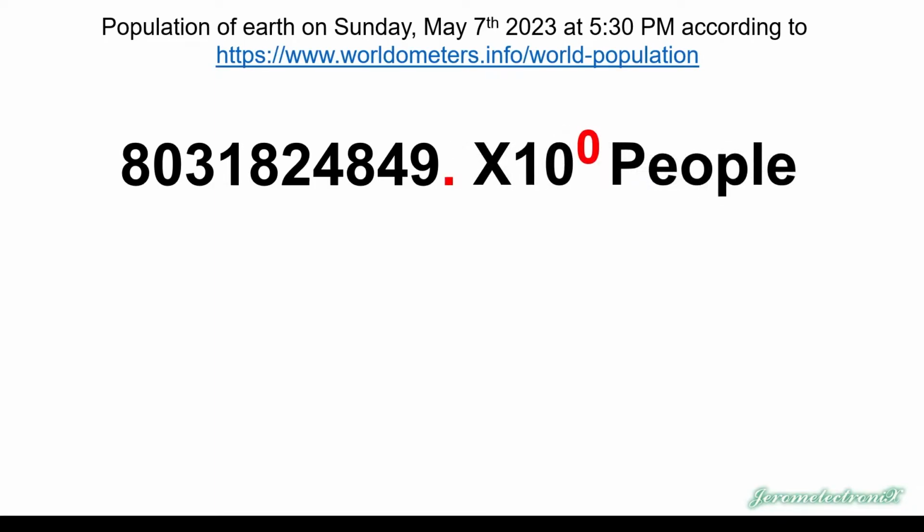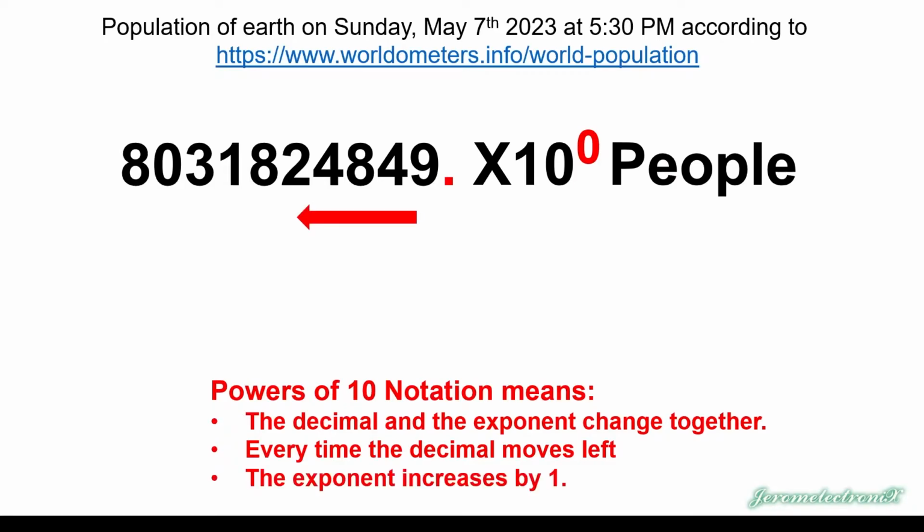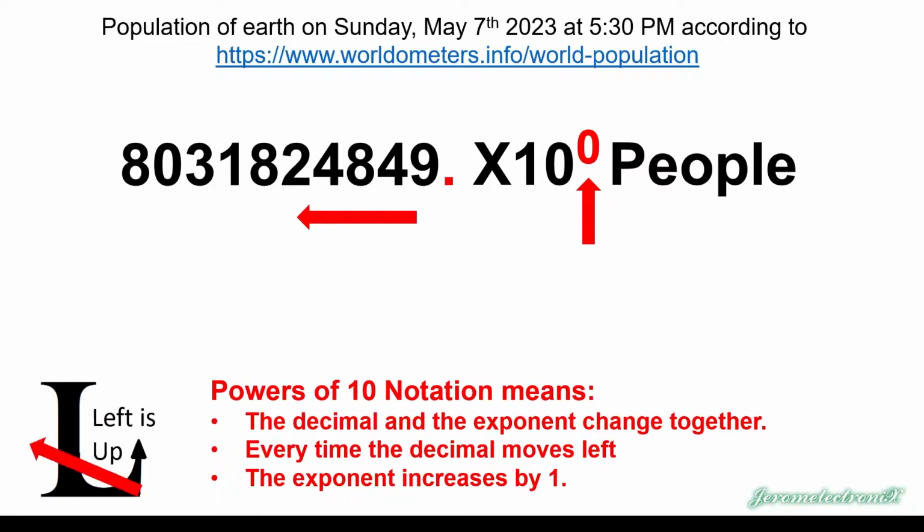That exponent has a direct relationship to where the decimal is. Power of 10 notation means that the decimal and the exponent actually change together. Every time the decimal moves to the left, the exponent increases by 1. And so I've got this little symbol that helps you remember that. The letter L points up, and it helps you to remember which directions go together. Left is up. You could also do it with a simple upward and left pointing arrow, if that helps you remember.